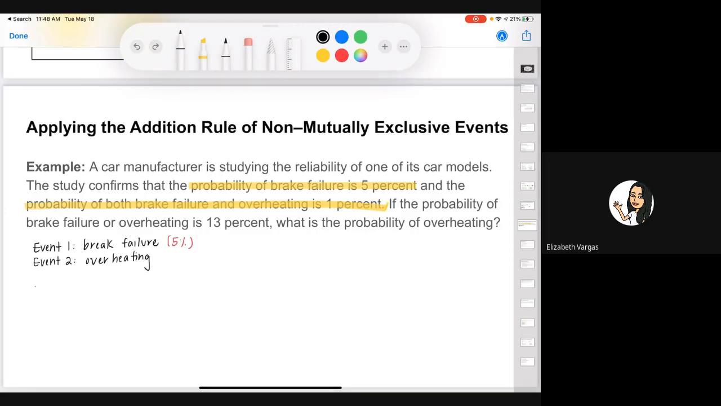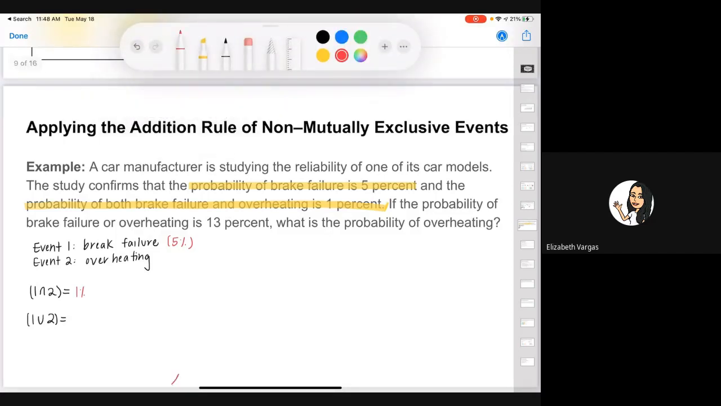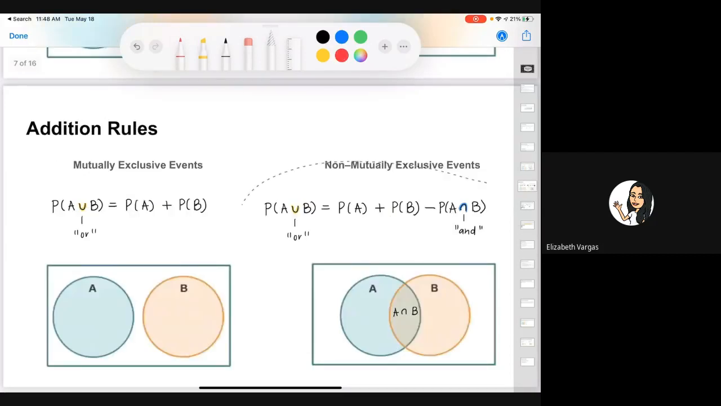So the probability that 1 and 2 will happen at the same time is 1%. If the probability of brake failure or overheating is 13%, so one or the other is 13%. What is the probability of overheating? Okay, well, I know right now that my two events are not mutually exclusive because, again, it said that they could happen at the same time. So I'm going to use this equation right here.